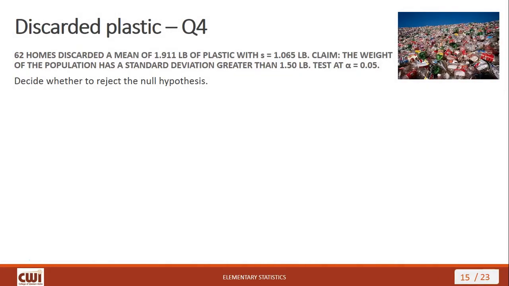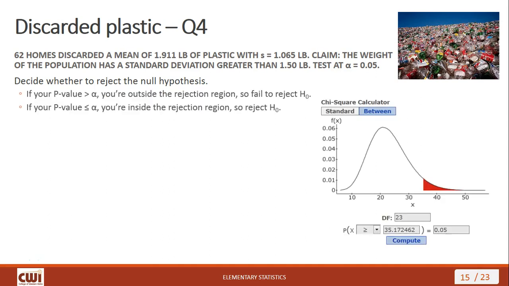Now, the next question we're asked is to decide whether to reject the null hypothesis. So again, if we're inside the rejection region, we're going to reject H0, but if we're outside the rejection region, we fail to reject H0. So here we have our critical region of 5%, which is our alpha level. That gives us a critical value of 35.17.